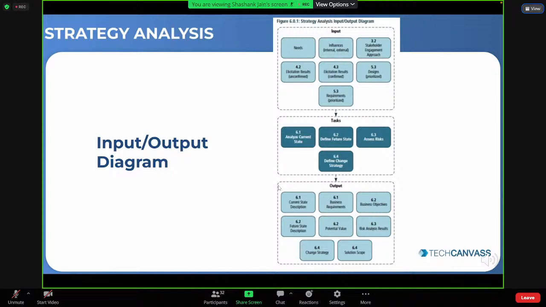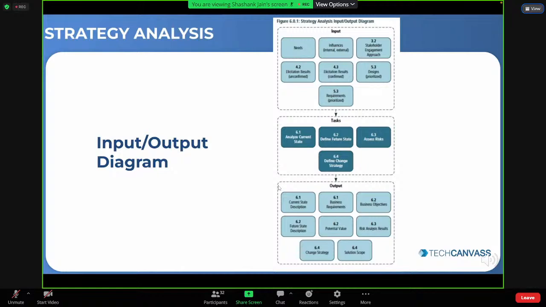Take an aviation organization. Yes, that would be affected by that industry. It's also impacted by all the competitors they may have, who their customers are, and what the different suppliers are. And that is one of our tasks here, analyze current state, where you try to understand and analyze what the current state is. But how do you do that?